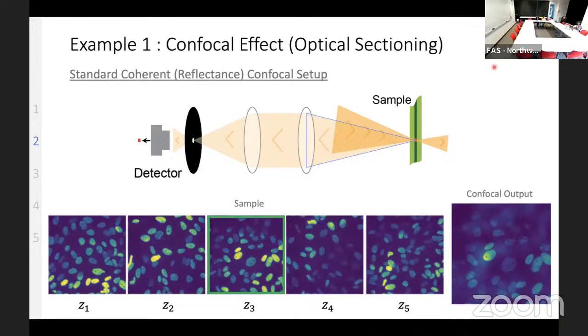One comment: coherent doesn't mean that it's point scanning. A coherent setup doesn't mean that it's a point scanning setup. Coherent versus incoherent are different concepts from point scanning versus wide field. You can have wide field setups that are incoherent, or point scanning setups that are incoherent, and the same goes for coherent. Coherent just means that the light is spatially or temporally coherent.